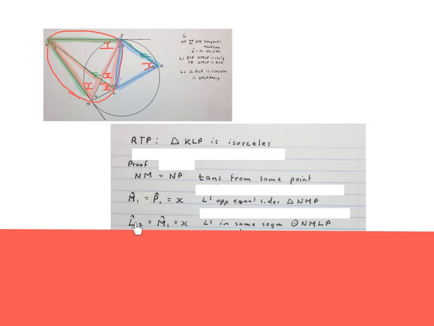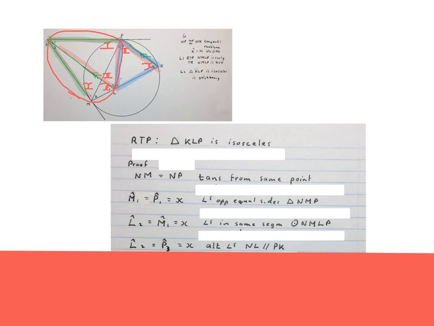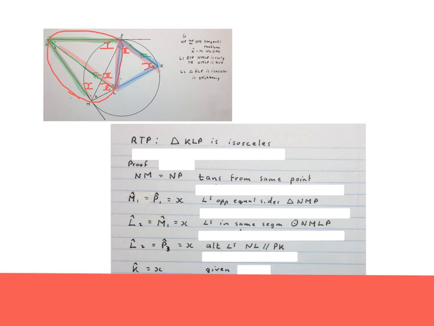Next we write angle L2 is equal to angle M1. It's also going to be equal to X. Angles in the same segment of this new circle NMLP. Angle over there is equal to that angle over there because of this new circle, angles in the same segment. Next we can write angle L2 is equal to angle P3, which will also equal X. Alternate angles, NL parallel to PK. The angle over there is equal to the angle over there because of the parallel lines. Then you may write angle K is equal to angle X. It was given in the beginning.